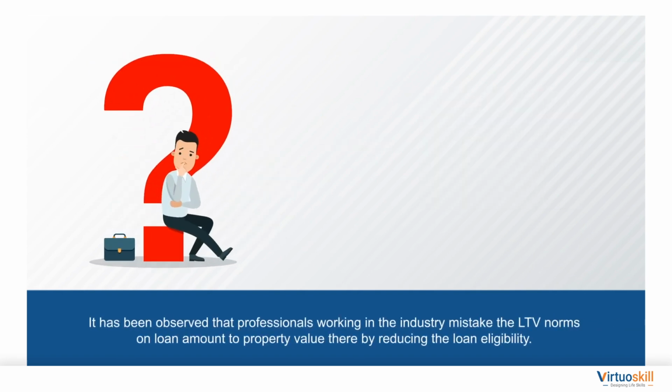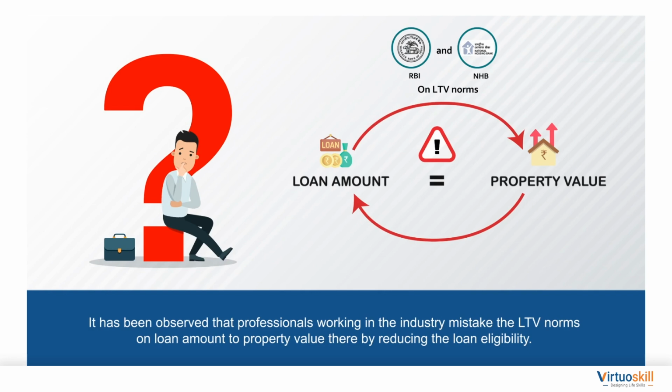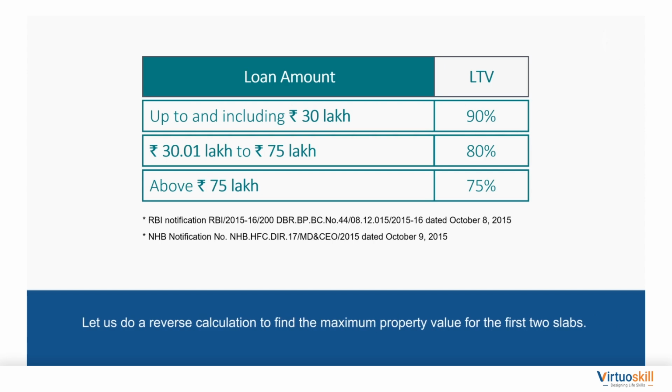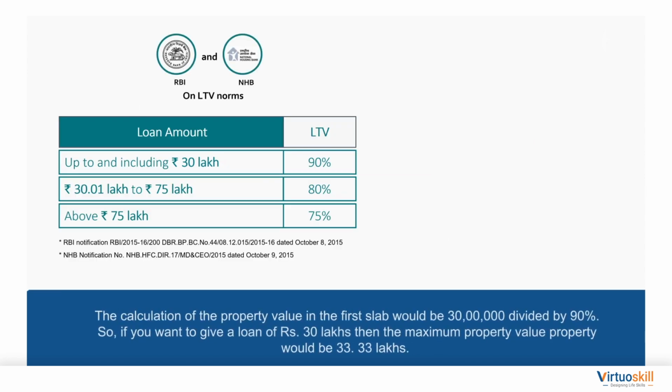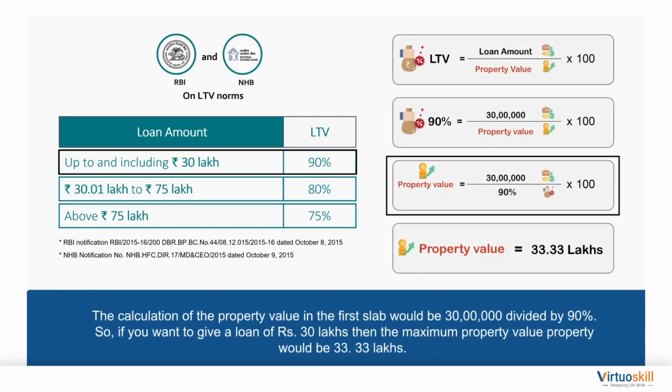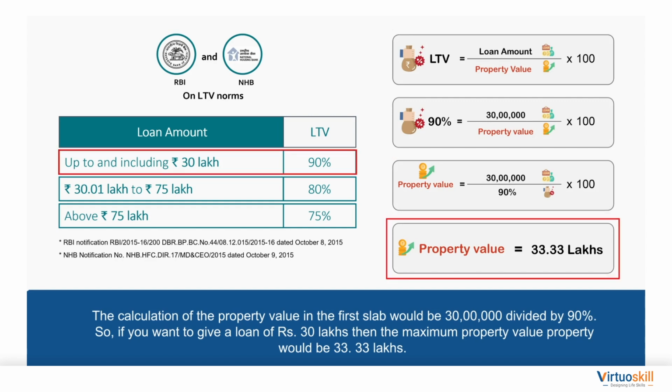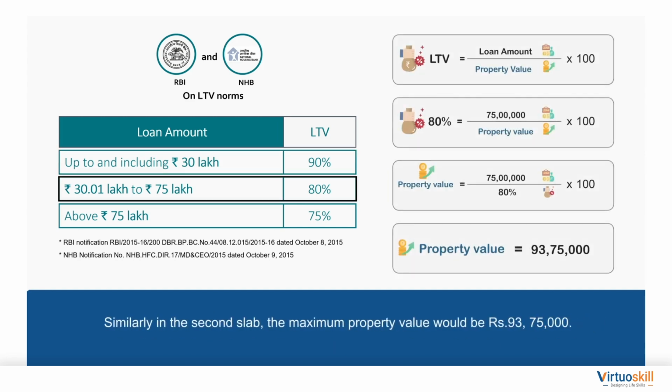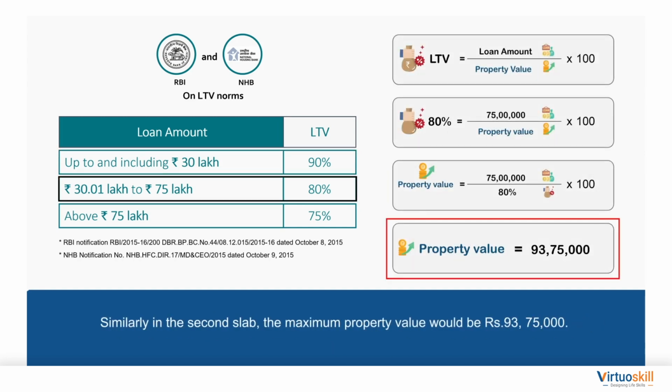It has been observed that professionals working in the industry mistake the LTV norms on loan amount to property value, thereby reducing the loan eligibility. Let us do a reverse calculation to find the maximum property value for the first two slabs. The calculation of the property value in the first slab would be 30 lakhs divided by 90%. So, if you want to give a loan of Rs 30 lakhs, then the maximum property value would be 33.33 lakhs. Similarly, in the second slab, the maximum property value would be Rs 93 lakhs 75,000.